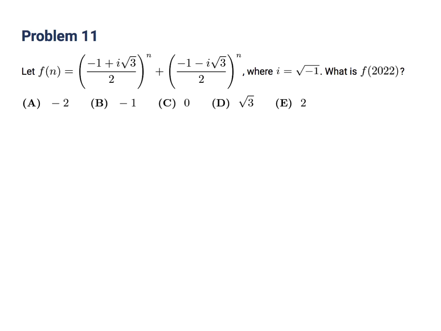Let f of n be ((-1 + √3 i)/2)^n + ((-1 - √3 i)/2)^n. What is f(2022)? In this question, we are going to have to use de Moivre's theorem. Some of you are familiar with that. If you're not, no problem.